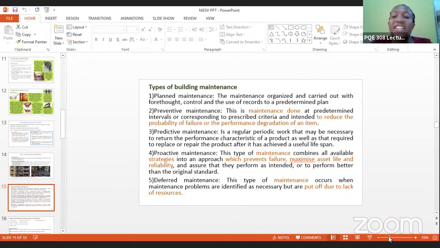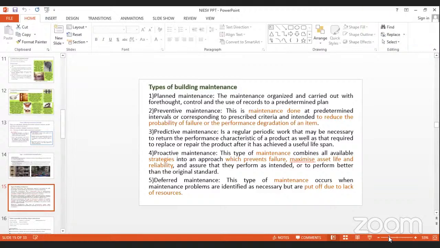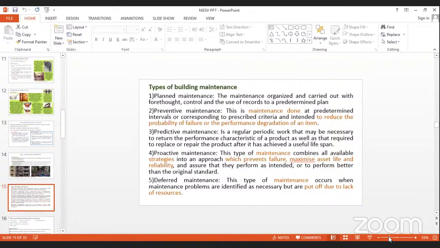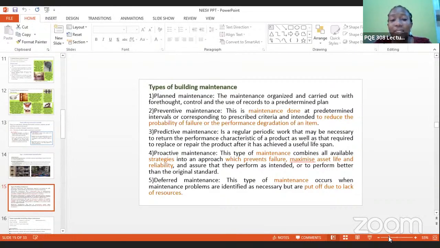So talking about the preventive maintenance, just as the name implies, the maintenance done at predetermined intervals. The most important aspect of preventive is you are doing that maintenance to reduce the probability of failure or performance degradation of an item. That is, you are not waiting for that item to collapse. You are not waiting for that item to fail totally before you start doing the maintenance. Just as the name implies, preventive.